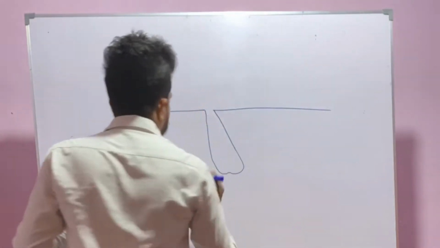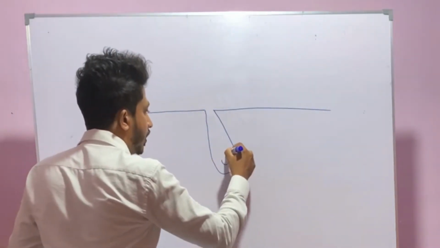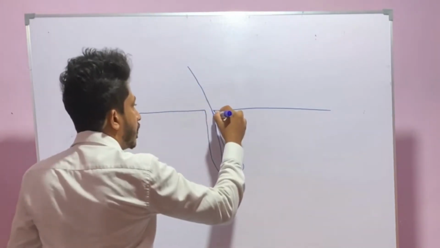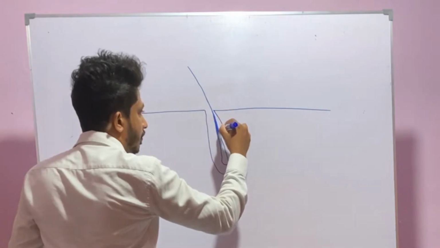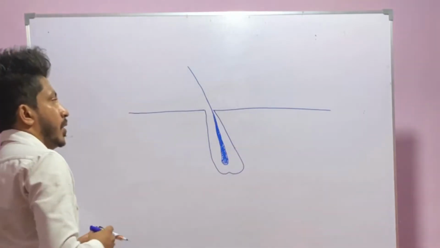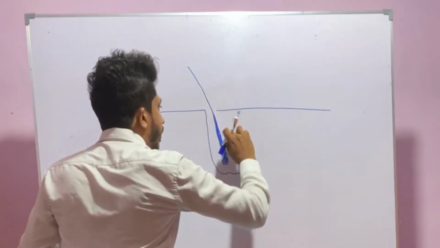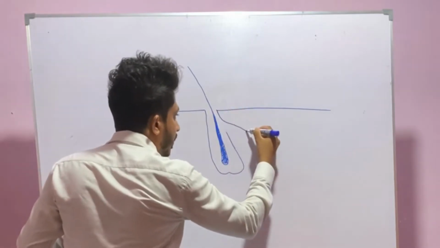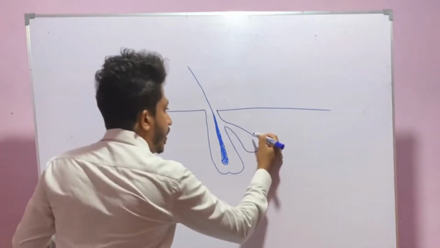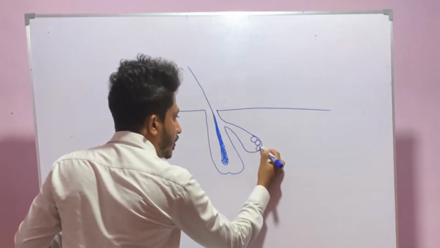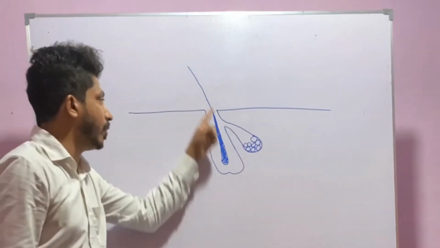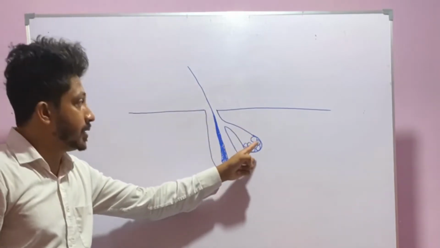Okay, so I'm drawing it now. And here it has another thing like that, and it is full of some glands. It is called sebaceous gland. So those are sebaceous glands. This is the follicle and this is sebaceous glands.